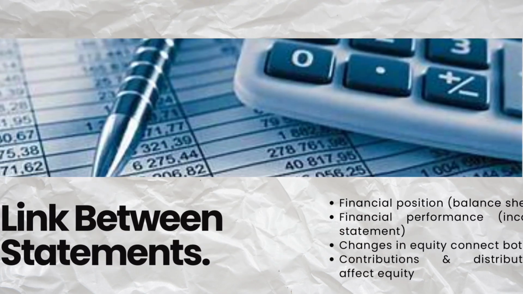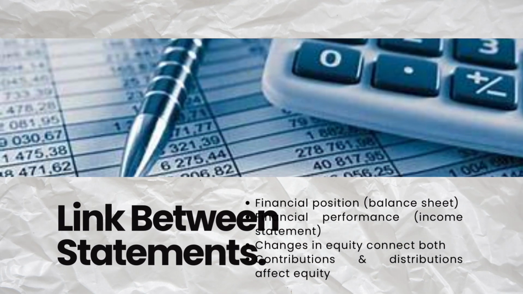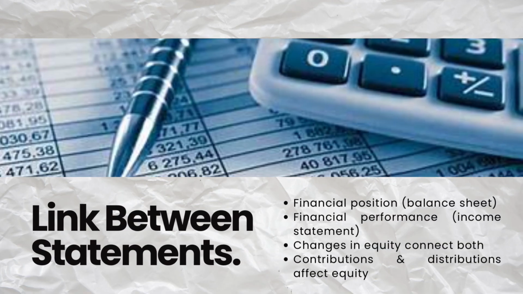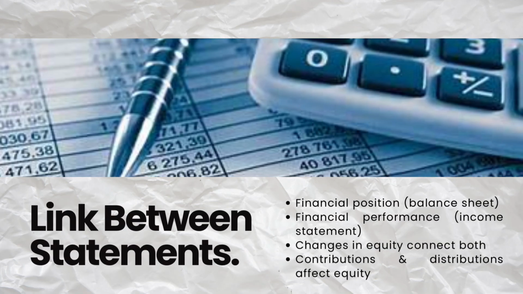As the link between statements, the financial position and financial performance are closely linked. Changes in equity act as the connection between the balance sheet and income statement. Also, contributions from owners and distributions to owners affect equity. As an example, if a company earns profit, its equity increases. This shows how the income statement is linked to the balance sheet.